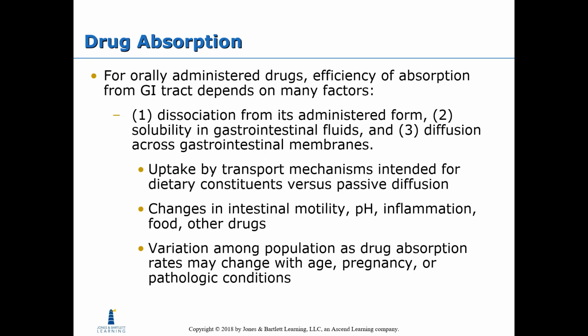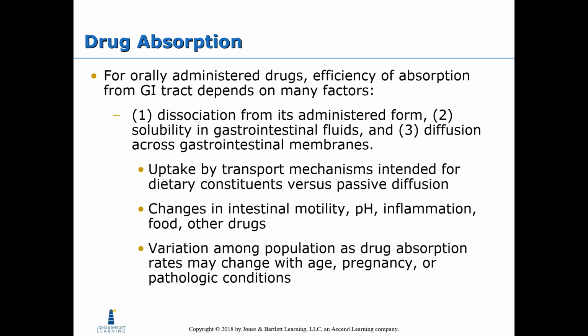For orally administered drugs, efficacy of absorption from the GI tract depends on many factors: dissociation from its administered form, solubility in gastrointestinal fluids, and the diffusion across the gastrointestinal membranes. Uptake by transport mechanisms intended for dietary constituents versus passive diffusion. Changes in intestinal motility, pH, inflammation, food, or other drugs. For example, if the patient has diarrhea, they're going to have increased intestinal motility, and they may not be able to take up the drug enough.